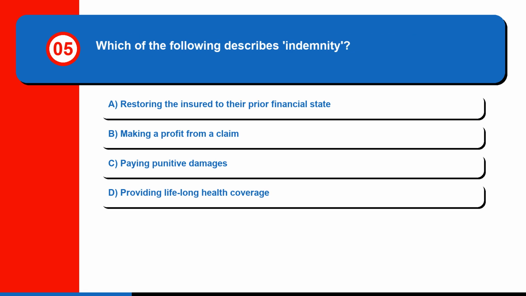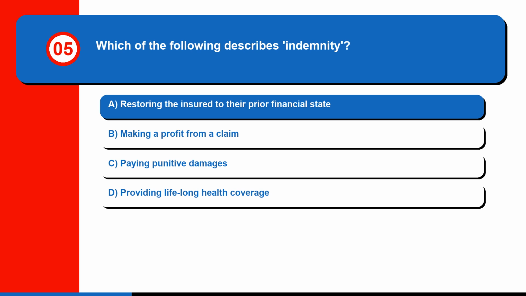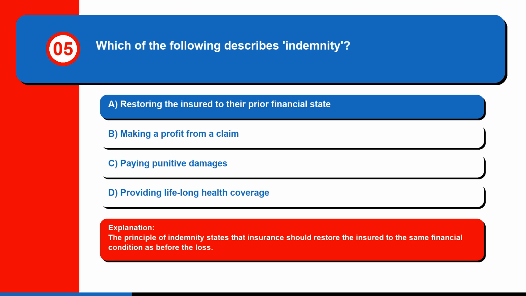Question 5. Which of the following describes indemnity? A. Restoring the insured to their prior financial state, B. Making a profit from a claim, C. Paying punitive damages, or D. Providing lifelong health coverage. The correct answer is A. Restoring the insured to their prior financial state. The principle of indemnity states that insurance should restore the insured to the same financial condition as before the loss.